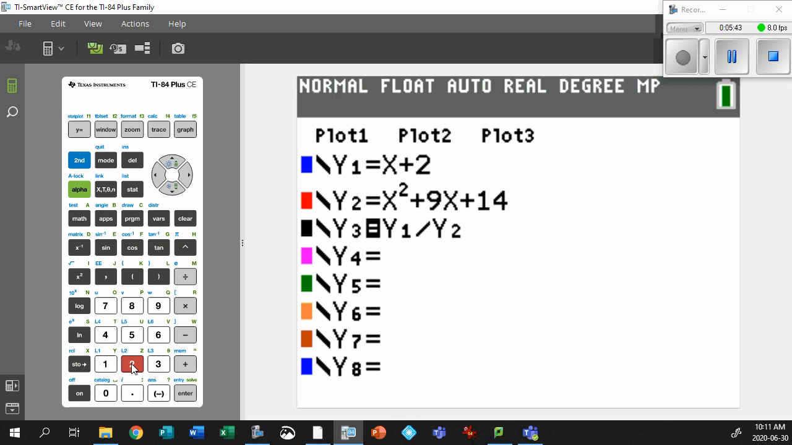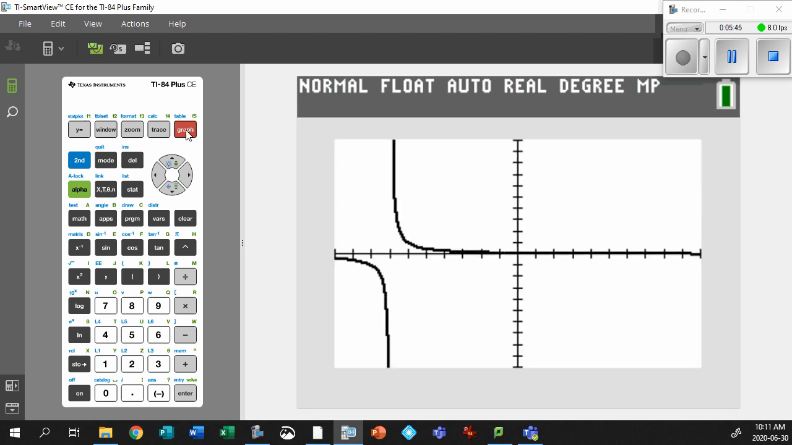Okay, now watch what happens. It's only going to graph this. And yep, there it is. And there, of course, is your asymptote. Beautiful.